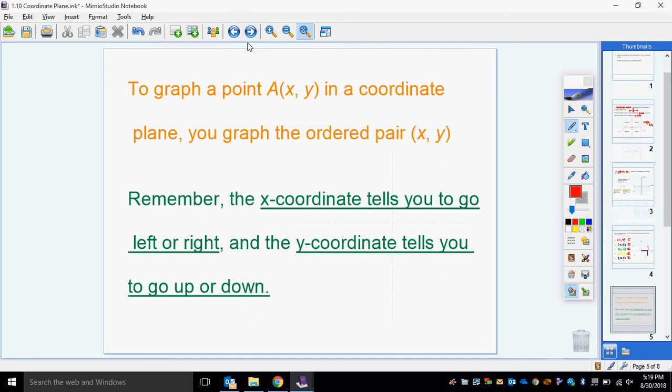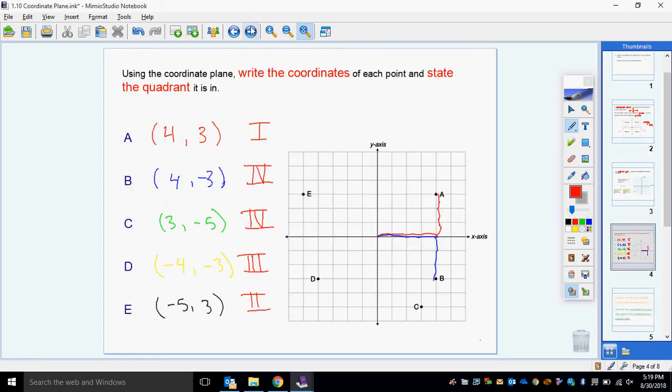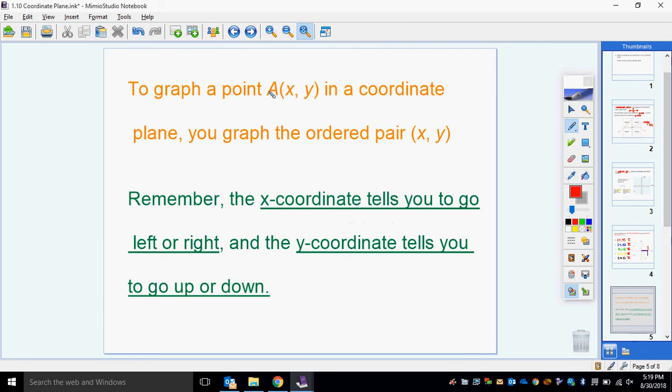Now, if we're going to graph a point, so these were already graphed for us, but if we want to graph our own point, let's say point A, and point A has an x-coordinate and a y-coordinate, we simply just graph that ordered pair and then we label it A. Okay, so the x tells us to go left or right, y tells us to go up or down.